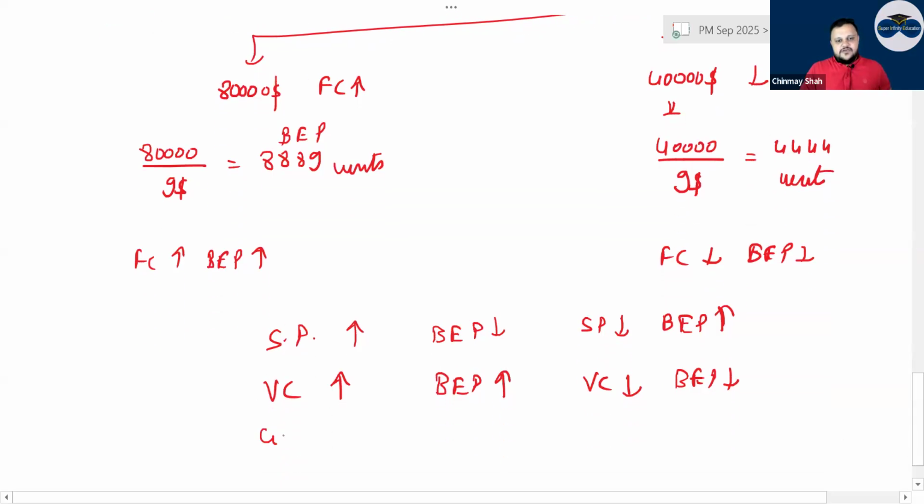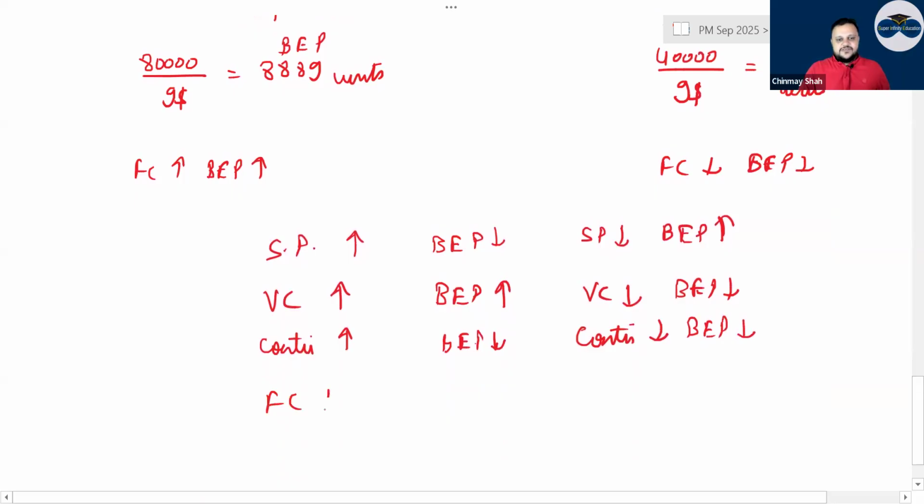Now contribution. Contribution goes up. We did not do this, but if selling price goes up, will your contribution also go up? Yes, your BEP will go down. Contribution goes down, BEP goes up, right? Then last but not the least, fixed cost goes up. What will happen to BEP? Goes up. Fixed cost goes down. What happens to BEP? Goes down. Right?